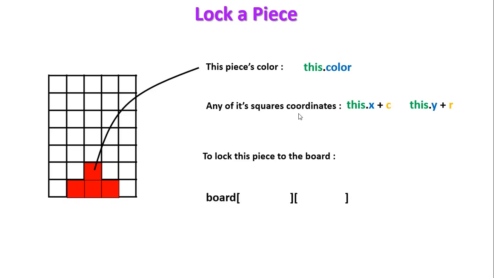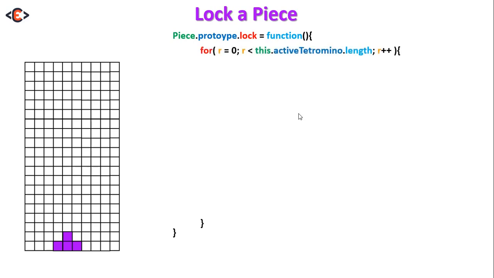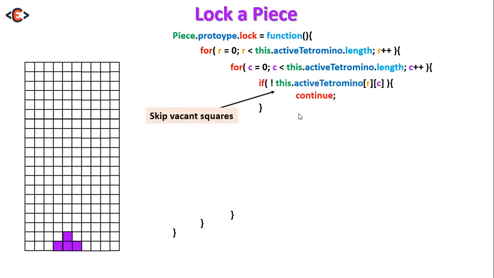So we'll say board equals. We have to change those squares exactly, so we need to say board with this y plus r and this x plus c equals this color. Now let's write down our lock piece function. So we will say here piece prototype lock equals function, and then we need to loop over all the Tetromino squares. Then if there is a vacant square, we have to skip it. We don't want to lock vacant squares to the board.